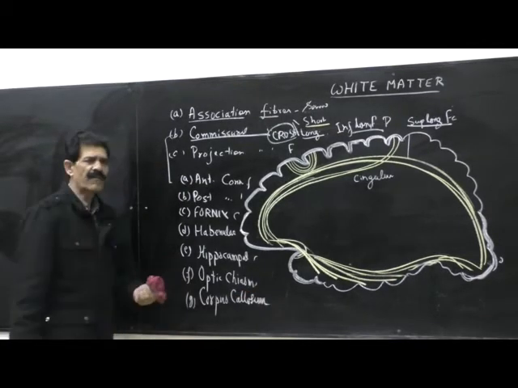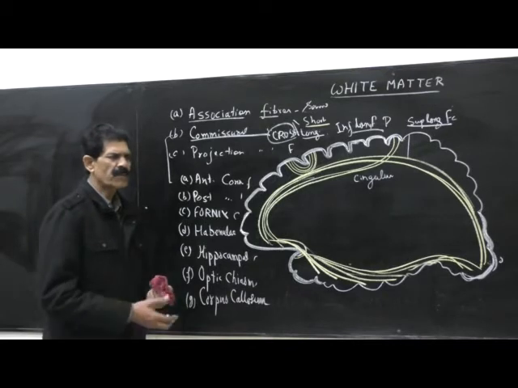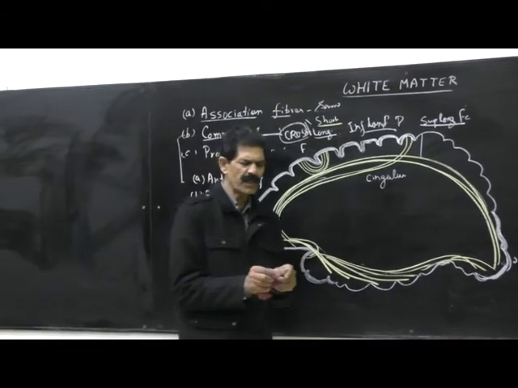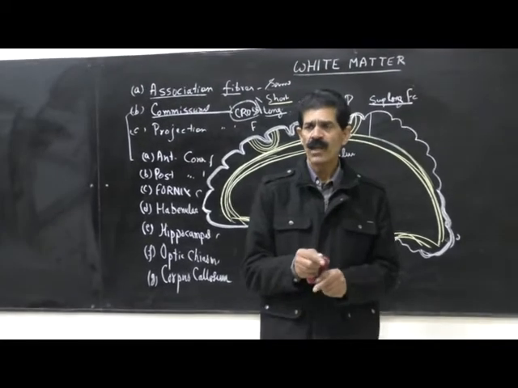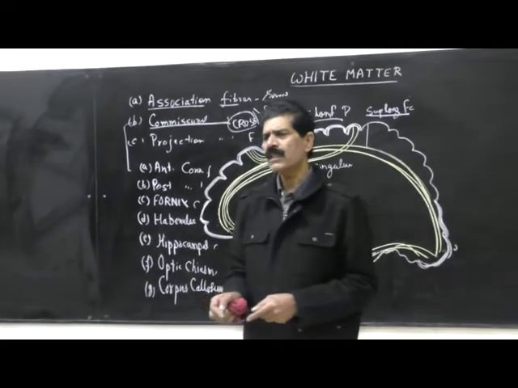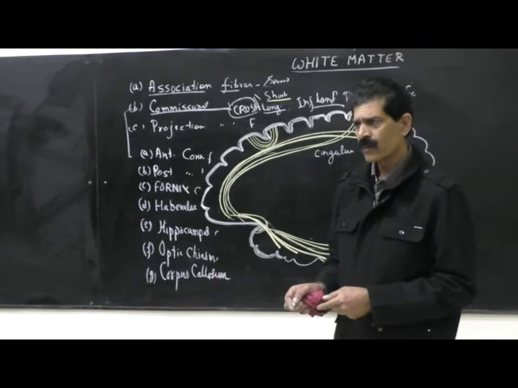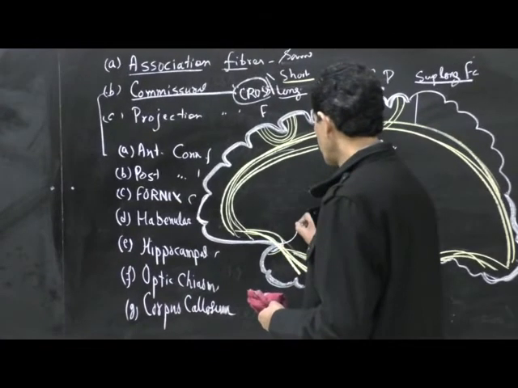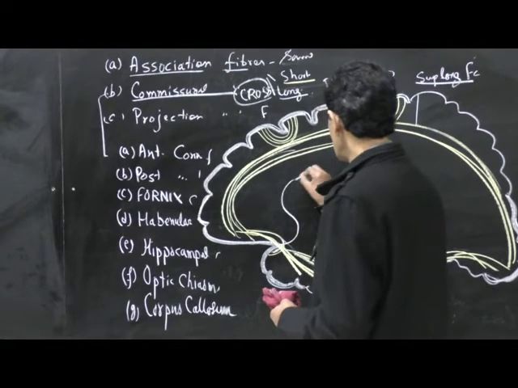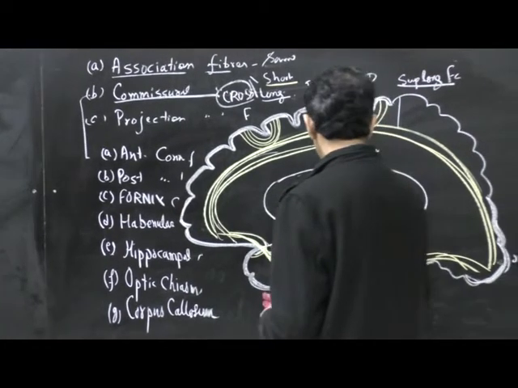So these are the 7 types of fibers when we dissect the cerebral hemisphere and see that they are crossing the midline. So we will take one by one. First is the anterior commissure. This anterior commissure lies, as the name suggests, in the anterior part.